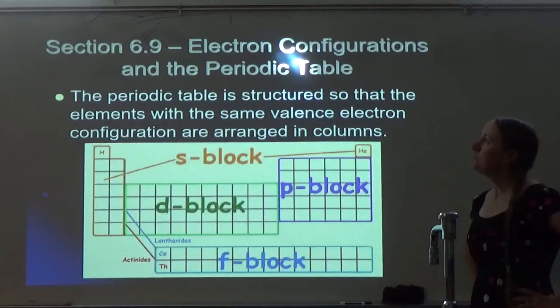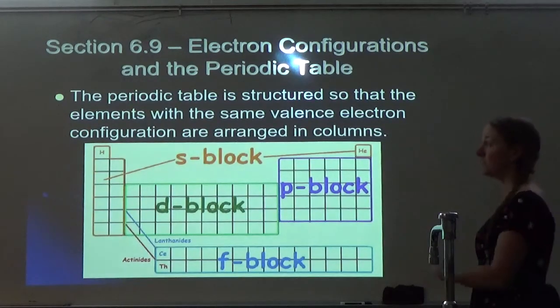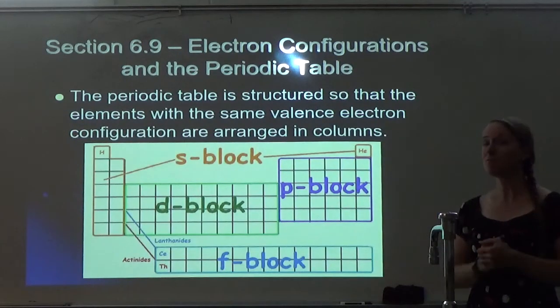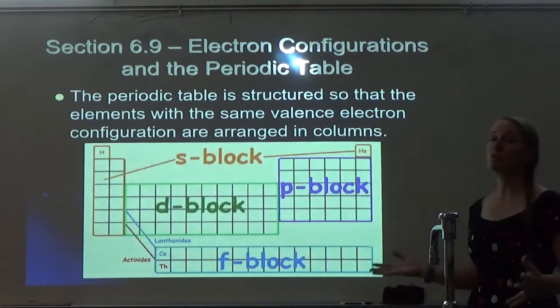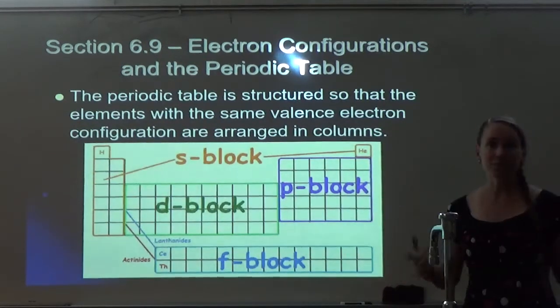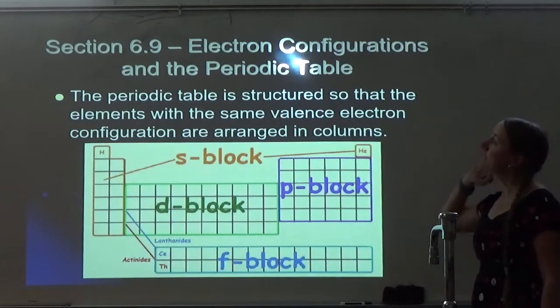All right, so moving on to section 6.9. So this is what I mean, y'all. If you're struggling with electron configuration, go back to my Honors Chemistry Chapter 5, section 5.2 lesson videos. That's where I extensively cover electron configuration, all three types: aufbau, standard, and noble gas. All right, so electron configuration and the periodic table.